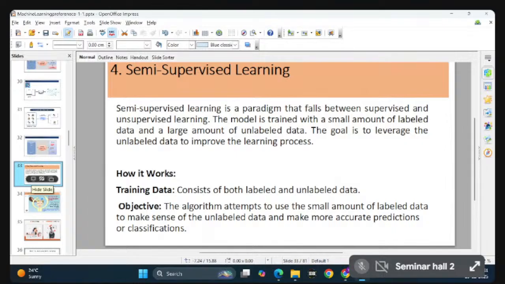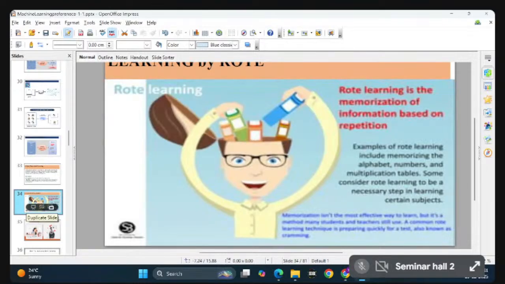Next is the heading rote learning. Don't write anything. We have rote learning. Keep the heading rote learning. Learning by rote, learning by induction. The first one we learn here now is learning by rote, rote learning.